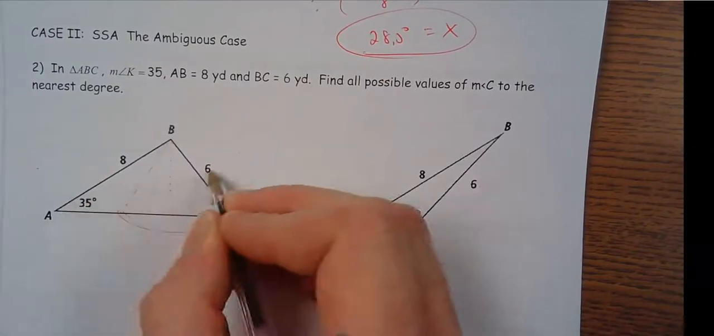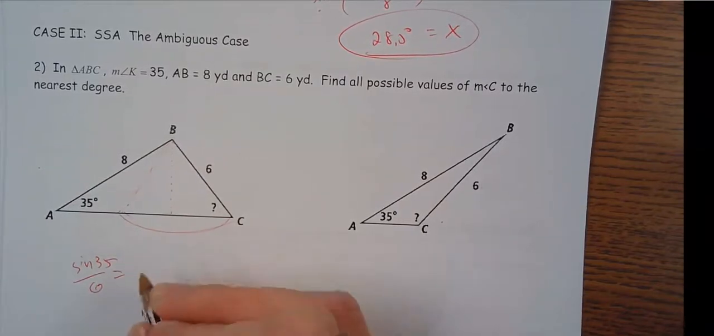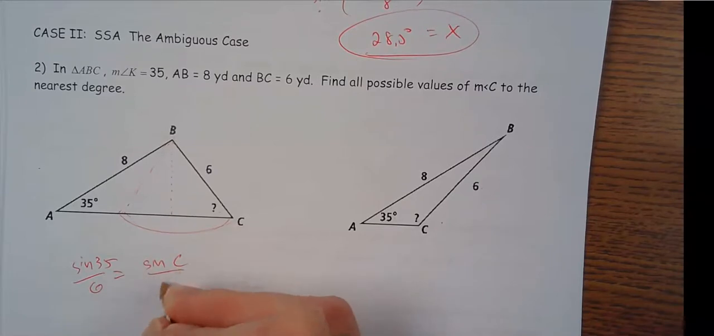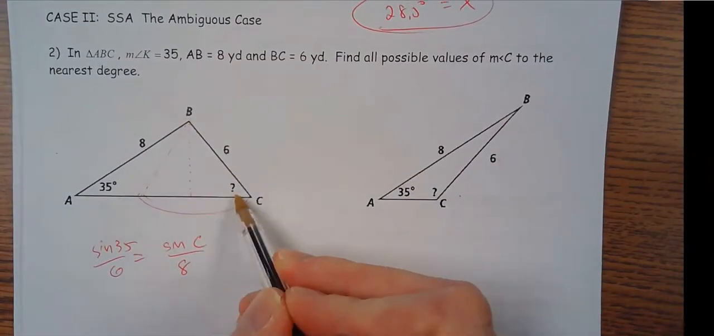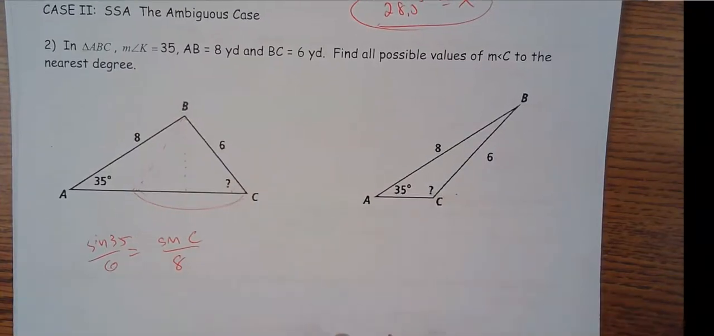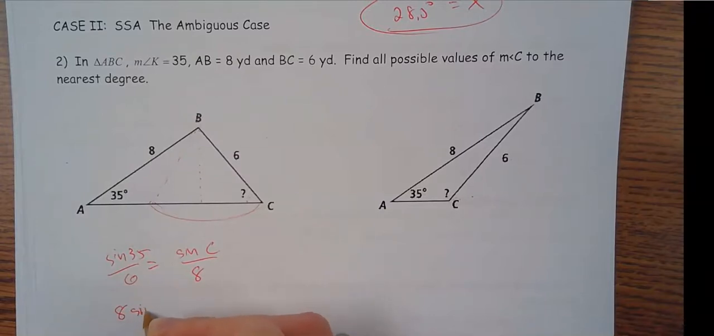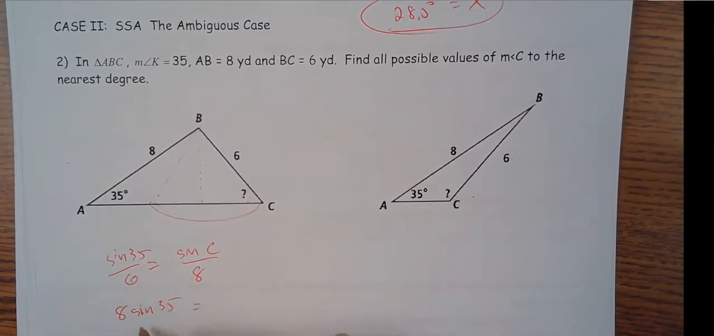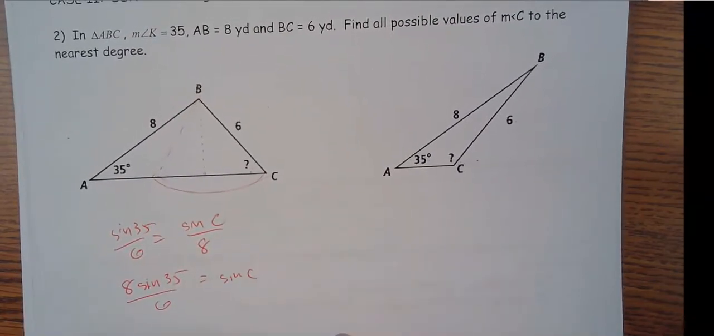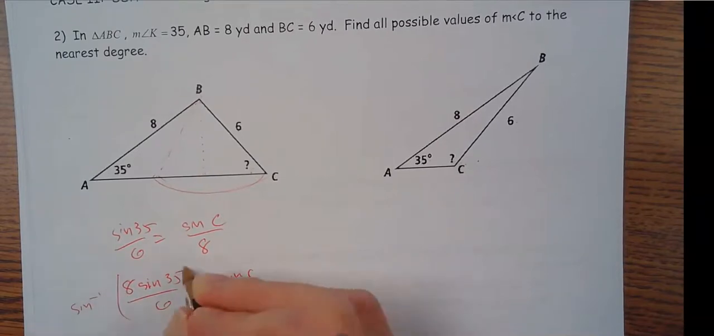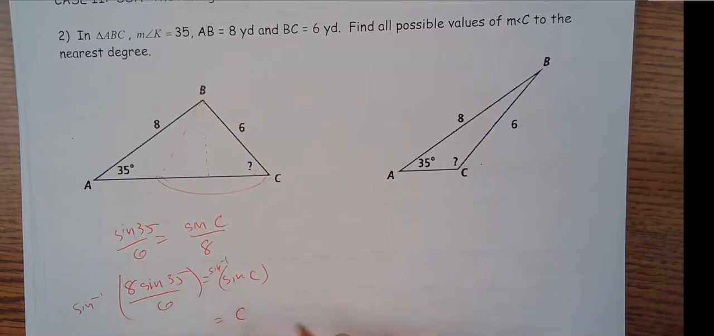So here's the pair that I know. So sine 35 over 6 equals sine of c over 8. Again, when I type in the calculator, it's going to give me an acute angle, which is this one. So you always find the acute one. You got to check to see if there's an obtuse one too. So if I solve this, it'd be 8 sine 35, and then that equals 6 sine c, so I'm going to divide by 6 and that equals sine c. And then eventually do the inverse sine of all of this. So this is just going to be angle c.